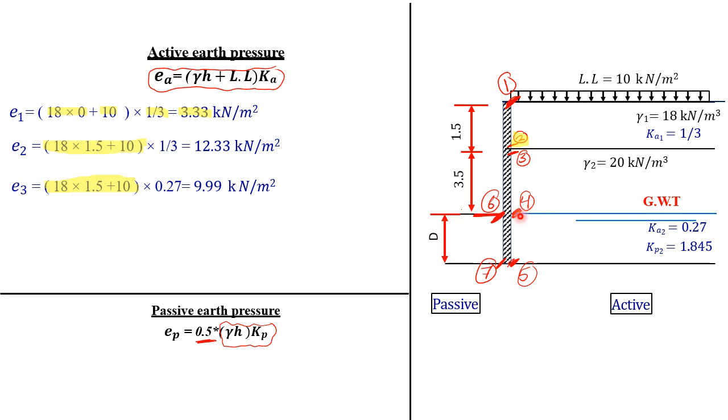Then at point number 4, your effective vertical stress is 18 times 1.5 plus 20 times 3.5. So that's here your effective vertical stress due to the own weight of soil. What about your live load? It's 10. And at point number 4, my K active is 0.27. That's 28.89 kilonewton per meter square.